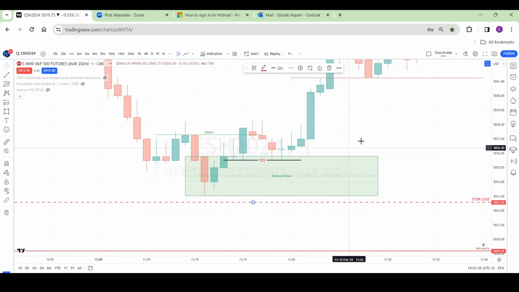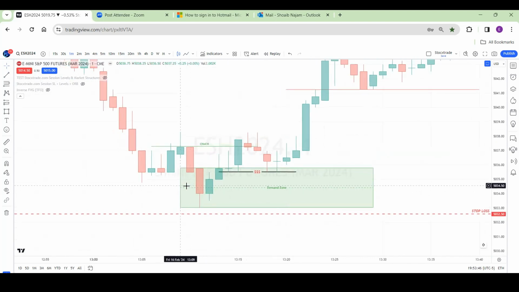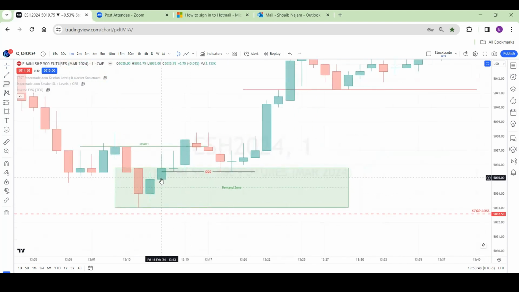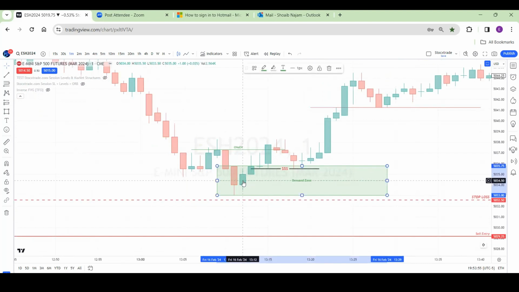Sir, why have you marked the full candle here as a demand zone? This is not the base candle, sir. I told you, this is the momentum candle. If the candle is like this, in which I see that the body is less than 50% of the whole candle, I will mark that as the demand zone.